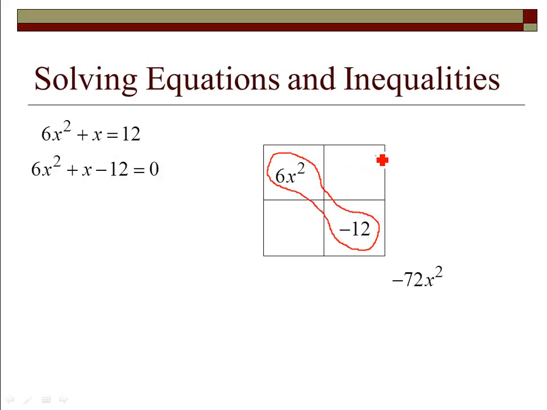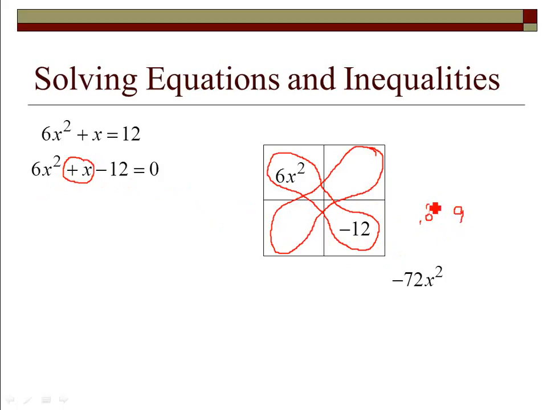Well, the numbers that go here and here also have to multiply to give me negative 72x squared. But at the same time, they need to add to give me positive x. So don't think about the x's, think about the numbers. I want two numbers that multiply to give me negative 72, but add to give me 1. Well, two numbers that differ by 1 are 8 and 9.